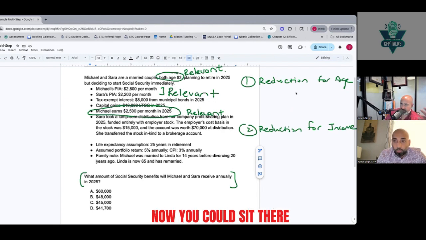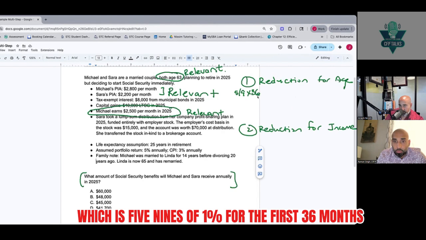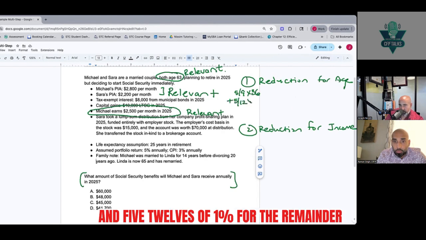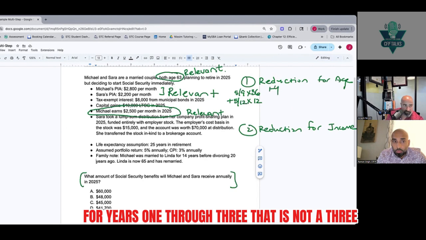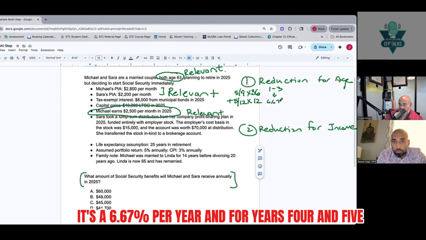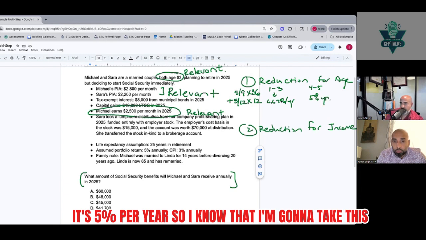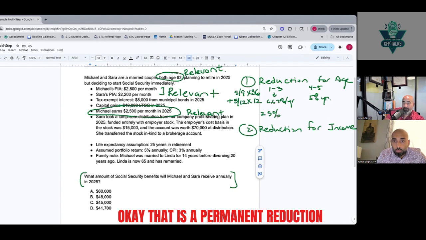Now, we can do the long version of this math, which is 5/9 of 1% for the first 36 months and 5/12 of 1% for the remainder. I also happen to know off the top of my head that for years 1 through 3, it's 6.67% per year, and for years 4 and 5, it's 5% per year. So I'm going to take this, multiply by 3, and add 5. That's a 25% reduction.